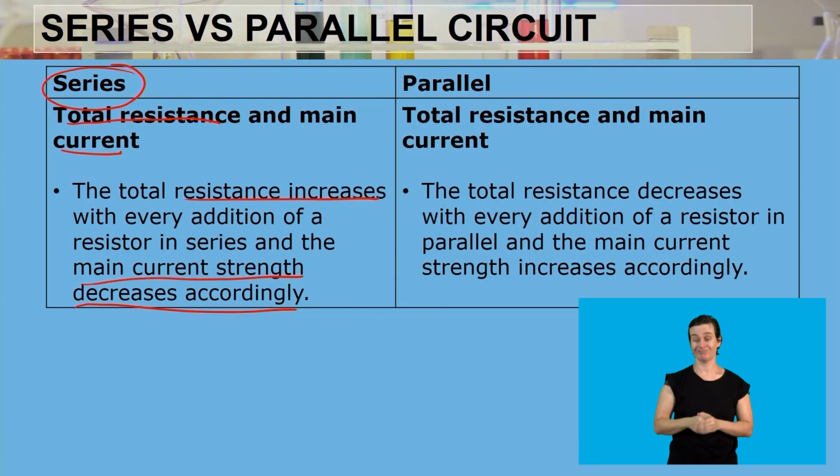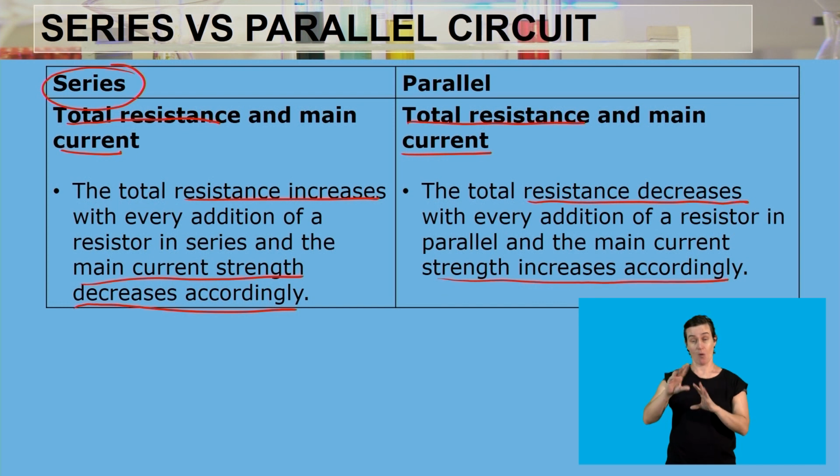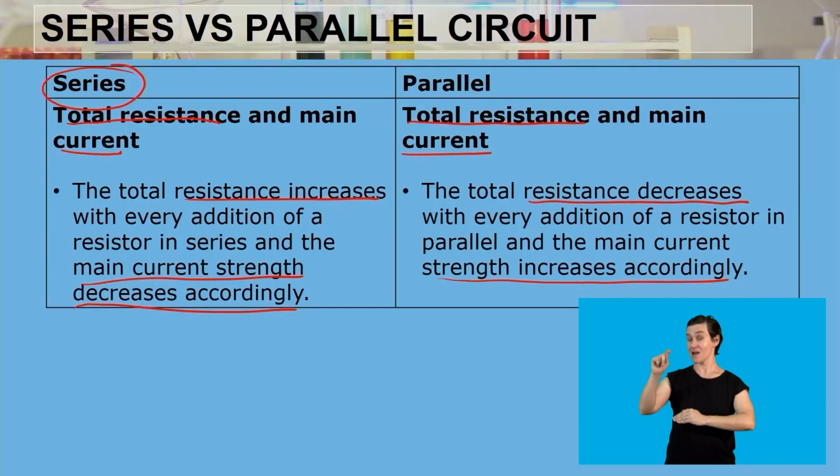So in parallel, now looking at the total resistance and the main current. The total resistance decreases with every addition of a resistor. So in parallel, whenever we add another resistor, the resistance of the circuit is going to decrease. Therefore, the main current is going to increase accordingly. So whenever we are adding a resistor in parallel, we are actually decreasing the resistance of the entire circuit. And remember, because of the relationship between the resistance and the current, when we are decreasing the resistance, that simply means that the current is going to increase, provided that the potential difference remains the same.